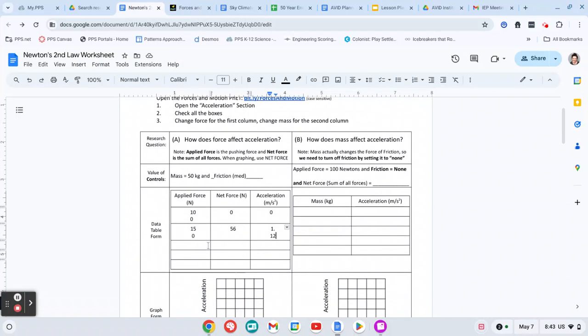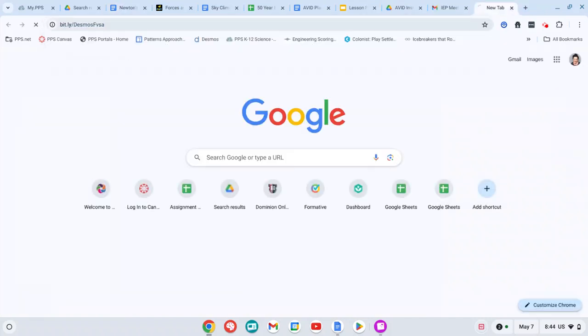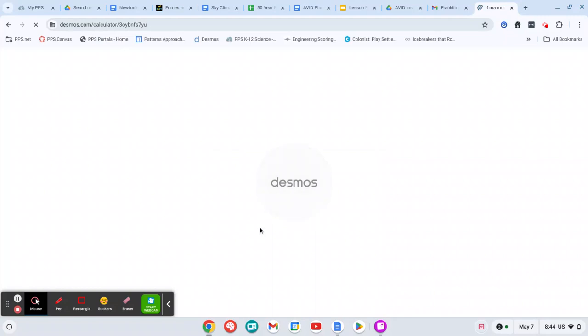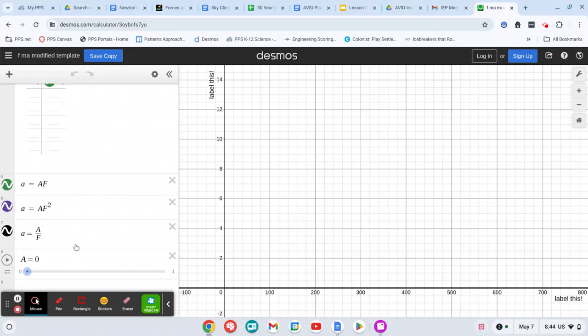You're going to need to collect 3 more pieces of data. And then you're going to graph this. You can do the graphing by hand, but you will probably need to go to this Desmos link anyway so that you can get the mathematical model or the equation. So I get the privilege of just copying and pasting this in. Again, it's case sensitive, but this will take me to a Desmos calculator that already has these formulas put in there.